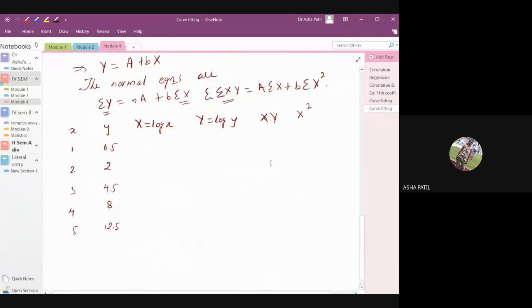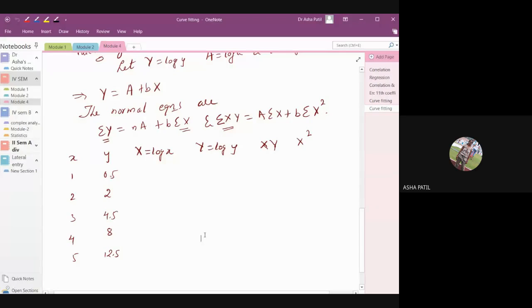Did you calculate the value? Anybody? 0. Okay, log 1 is 0, of course. Then 0.3010. Log of 2, you are telling? Yes, ma'am. 0.301. Then log of 4, is it right? 0.47.